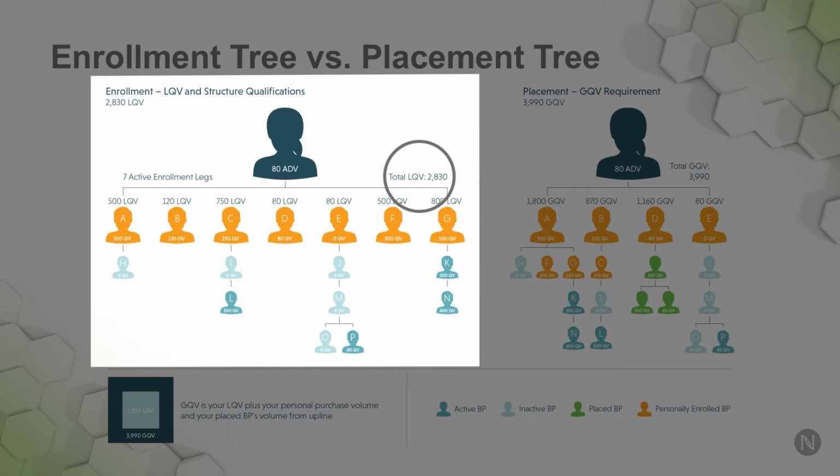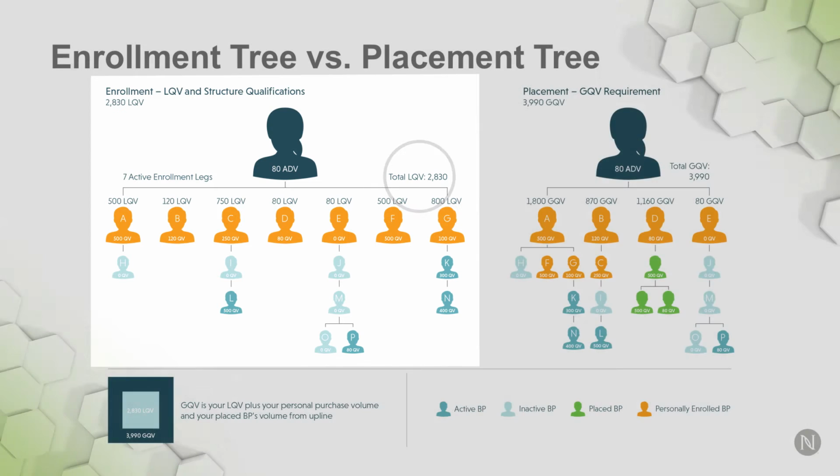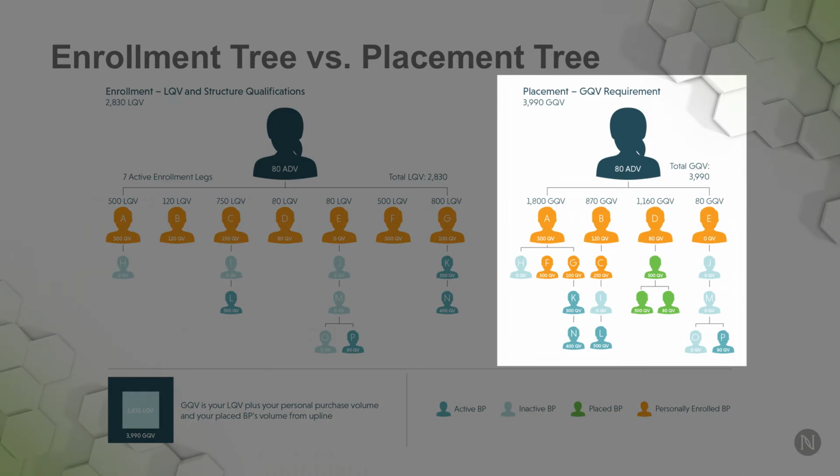How does that play out in a placement tree? Because just because I personally enrolled these people, that's one way I'm going to look at them. In my placement tree, I may see them completely different. And here's an example. Let's say that F, my personally sponsored F, my 6th person that I personally sponsored, lives in Atlanta, and A lives in Atlanta.